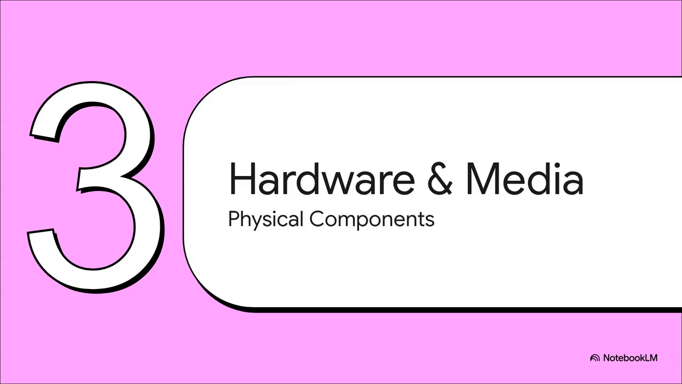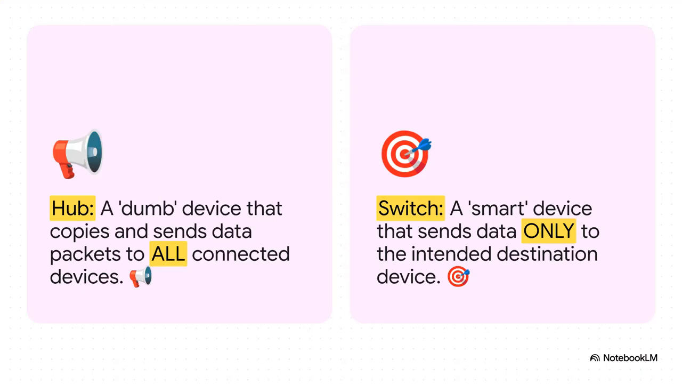All right, let's move on and look at the actual physical parts that make these networks run. This is the hardware that's actually sending and directing all that data we've been talking about. This right here is a classic exam comparison, hub versus switch. A hub is, well, it's a dumb device. It's like someone shouting in a crowded room. Everyone hears the message even if it's not for them.